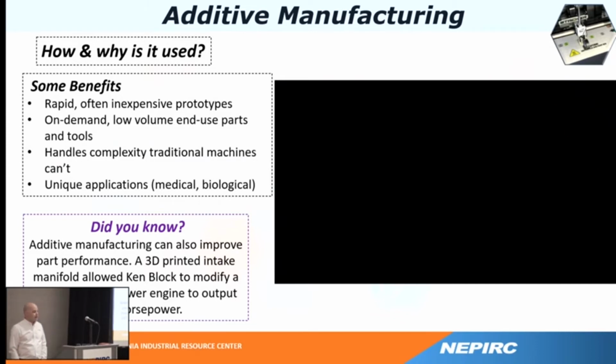If you're a Ford fan, which I'm not, you can see a really cool, unique intake manifold they had on here. It's rapid, often inexpensive prototypes that are made with 3D printing, on-demand, low-volume, end-use parts and tools, handles complex traditional designs that machines cannot. Believe it or not, there are some things, and you'll see in the manifold video next, that you can't quite create unless you weld and cut and drill and then do it all over again just to make it. And in the medical and biological type stuff. And there's also NASA using 3D printers, beam me up type stuff.